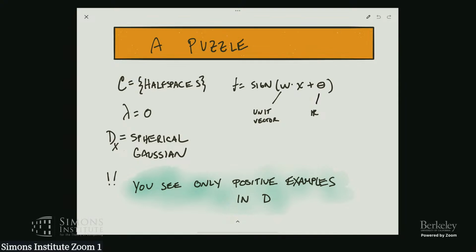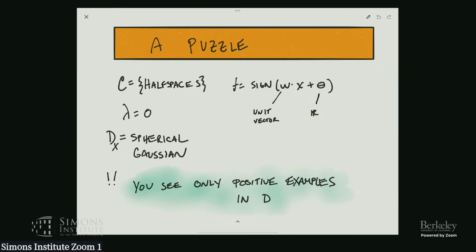Here's a slightly harder puzzle, before I get to the more difficult results. Another simple example here. The concept class is halfspaces. Lambda is 0, so there's no noise. That means the ground truth function is of the form sign of w dot x plus theta. W, which you don't know, is a unit vector. Theta, which you also don't know, is some real value.